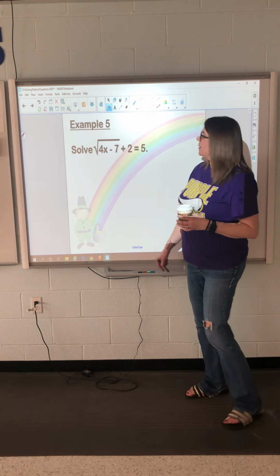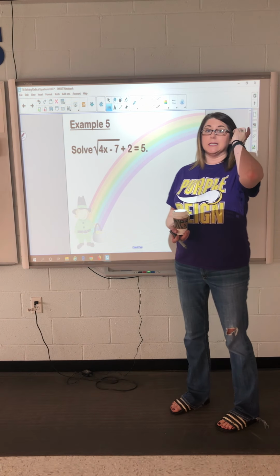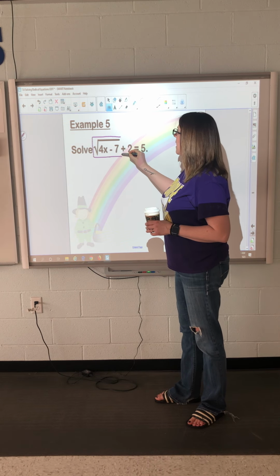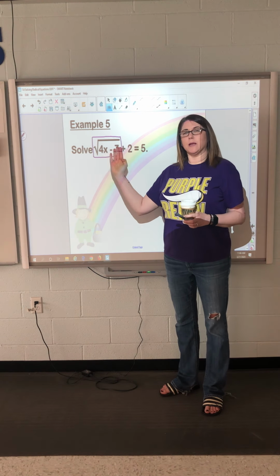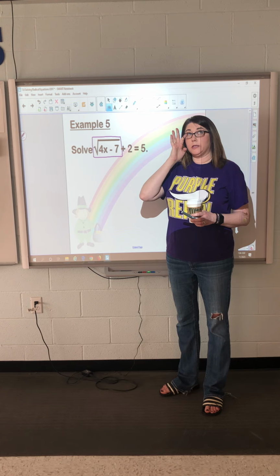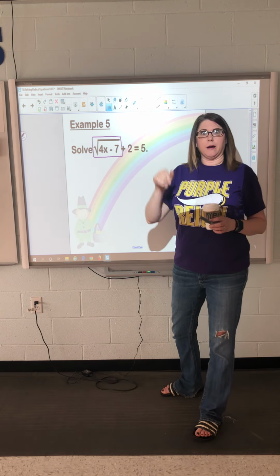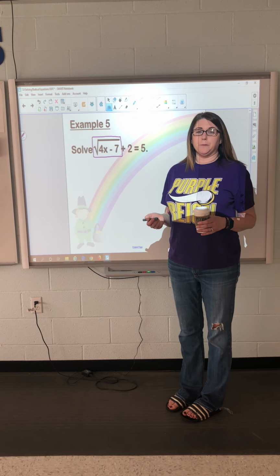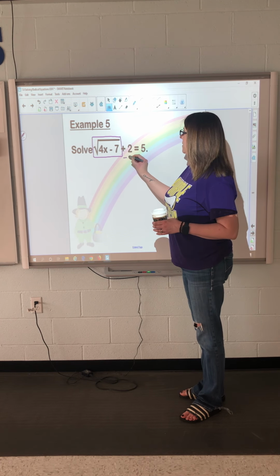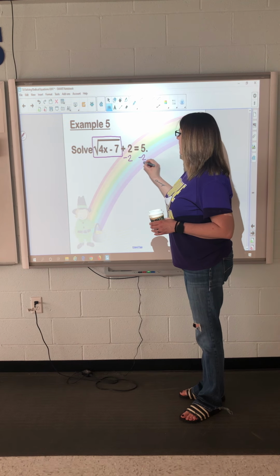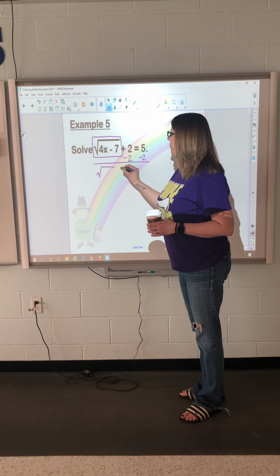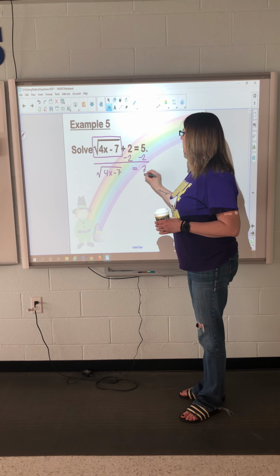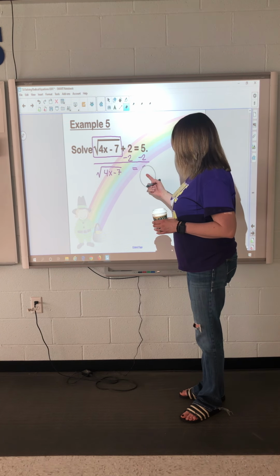Okay, so next example. Again, you want to isolate your radical. Here's the radical that I see. Right now, I'm not interested in messing with what's underneath the radical. All I'm interested in is getting that radical by itself. And so I see a +2, which means I have to do the opposite. I'm going to subtract 2 from each side. So I have the square root of 4x minus 7 equals 3. Oh, that didn't turn out quite so right, did it?